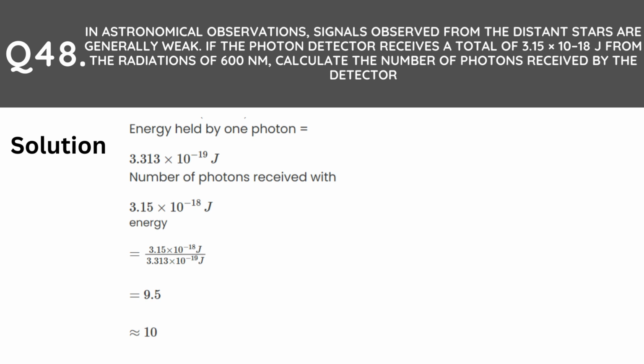Number of photons received with 3.15 multiplied by 10 raised to the power -18 J energy is 3.15 multiplied by 10 raised to the power -18 divided by 3.313 into 10 to the power -19, which is equal to 9.5. Approximately 10.